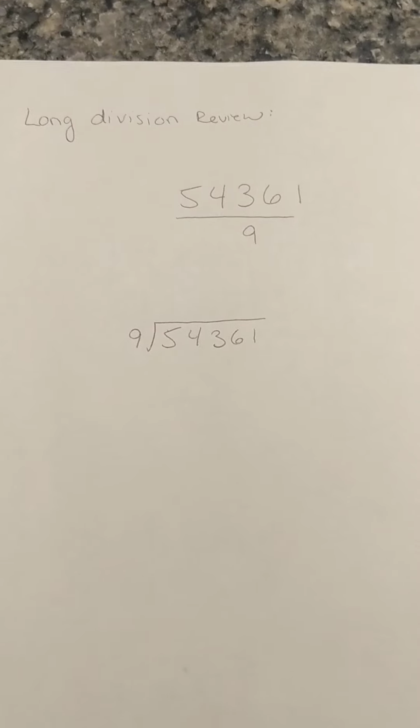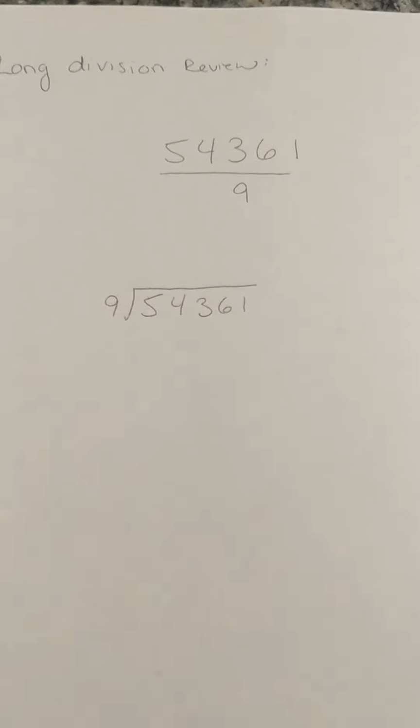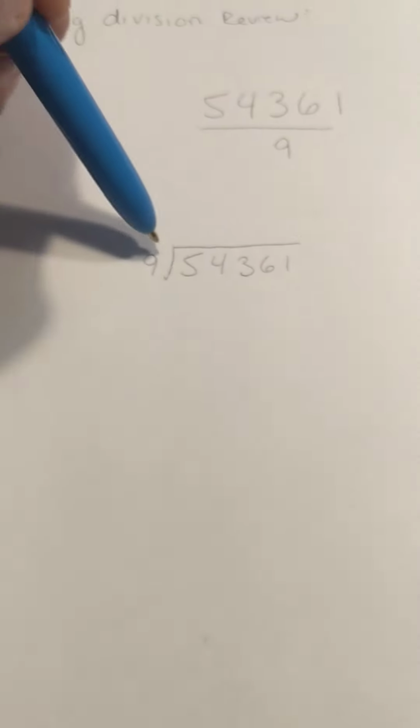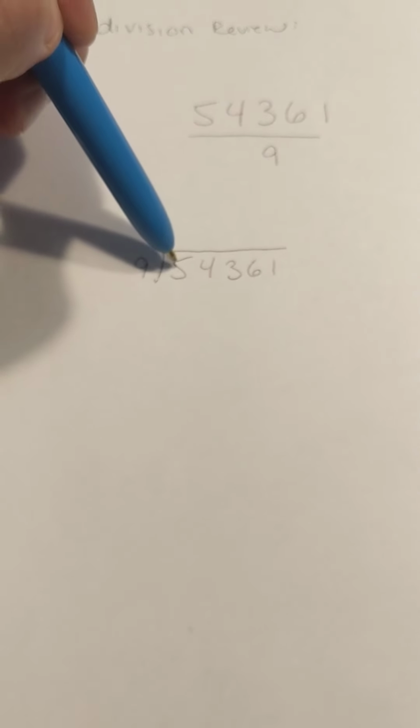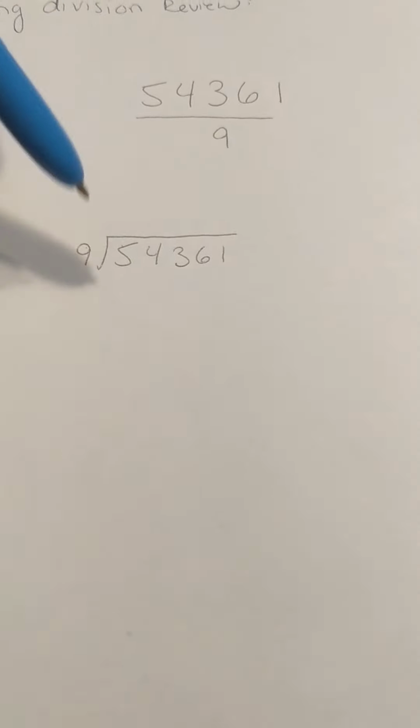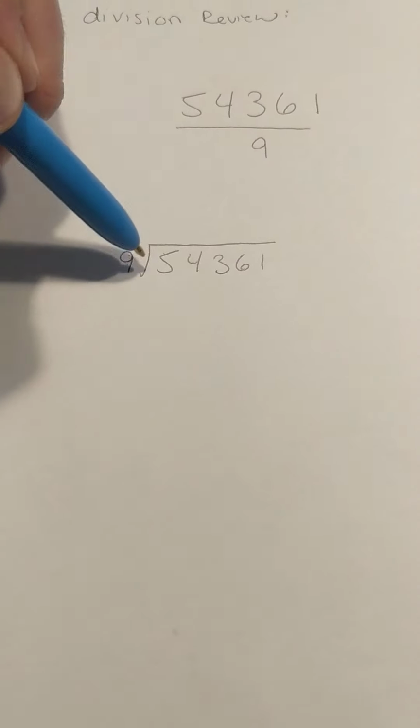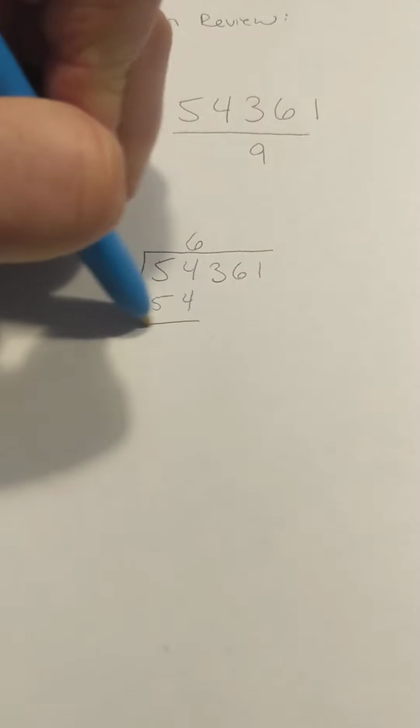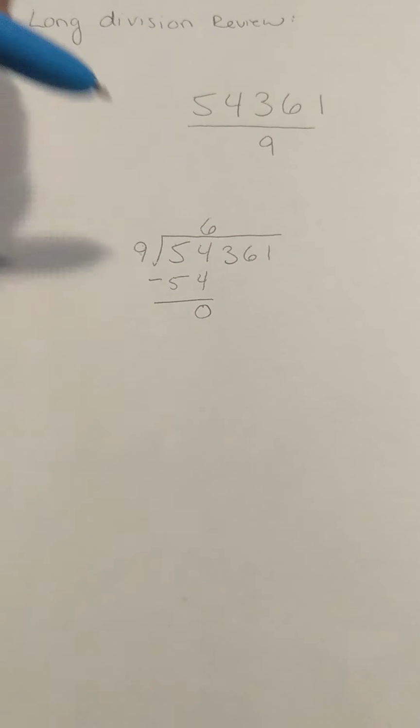54,361 divided by 9. So just to recap the process of long division, we take a look at this 9, and we first pair it up with the 5. Now 9 doesn't go into 5, so I move on to the next digit. I now have 54. 9 goes into 54 6 times. So I'm going to do a 6 up here, and then I write the 54 beneath it. I subtract. I get 0.